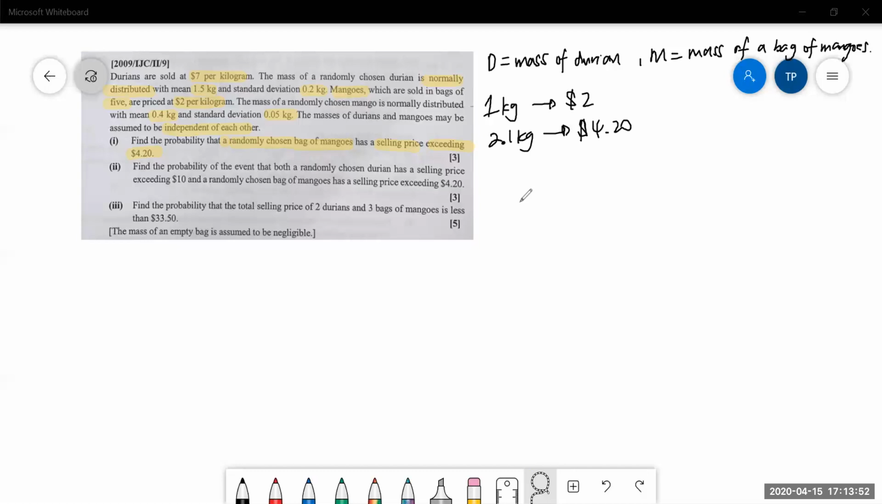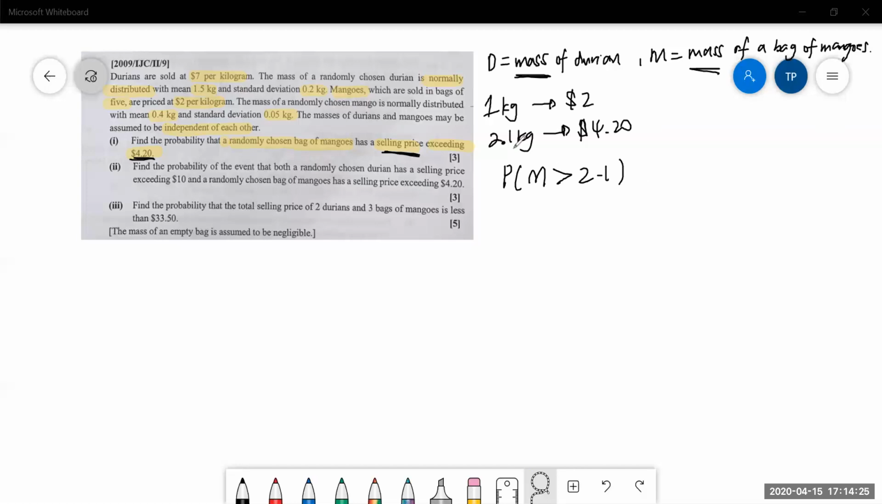The reason why I want to do this conversion is to understand what the random variable is. Your random variable is in terms of mass, but they're asking you for selling price exceeding $4.20. So I want to convert the dollar to mass first, so it's easier for us. So we want the probability of the mangoes to exceed 2.1 kg. Don't have to write the units actually.